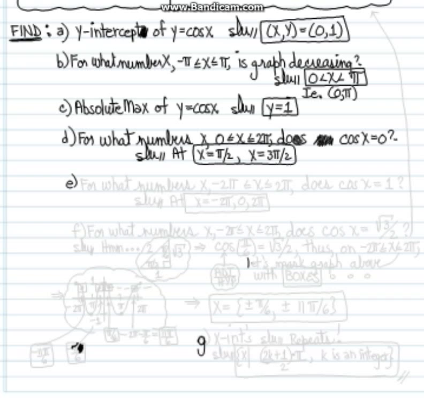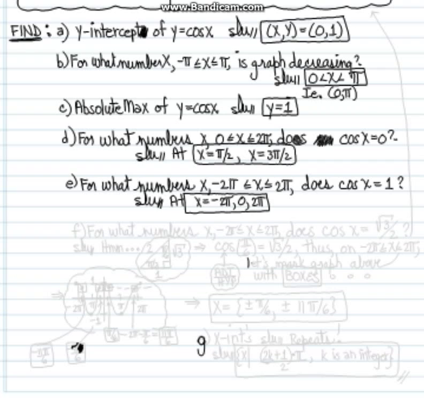Part E. For what numbers x, when we restrict the values of x between negative 2 pi and positive 2 pi, does the cosine equal 1? Okay, now we're looking at the interval between negative 2 pi and positive 2 pi. When we include those endpoints, it happens in three places: exactly at negative 2 pi, at 0, and at positive 2 pi. Those are the values of x for which the graph reaches 1, the y value equals 1.